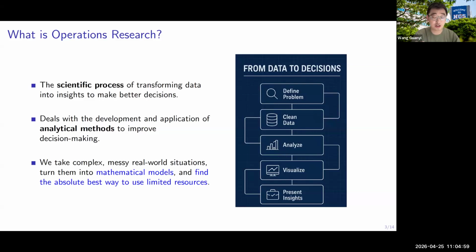These insights may come just from your heuristics and daily experiments, or if you want to do it in a precise, mathematical way, you could use the tools that we are going to introduce in the next few slides to translate these insights into better decisions. This is the development and application of analytical methods to improve decision making.